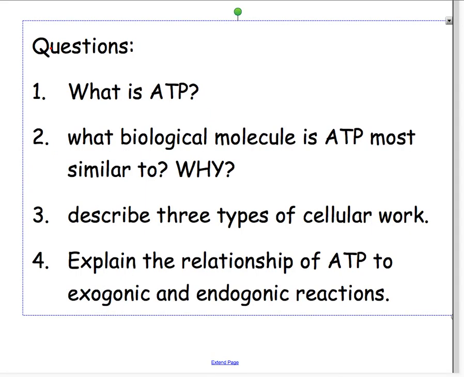So quickly see if you can answer these questions. What is ATP? What biological molecule is ATP most similar to, and can you guess why? Describe the 3 types of cellular work, and explain the relationship of ATP to exergonic and endergonic reactions.